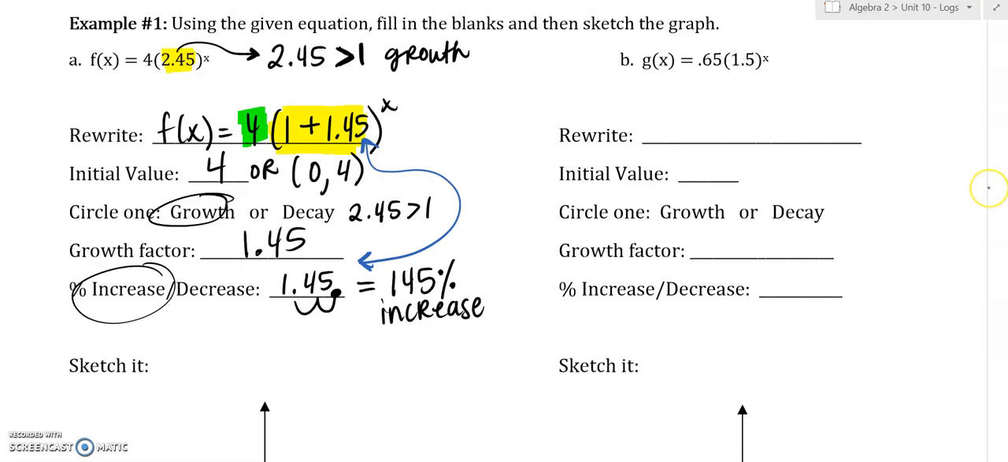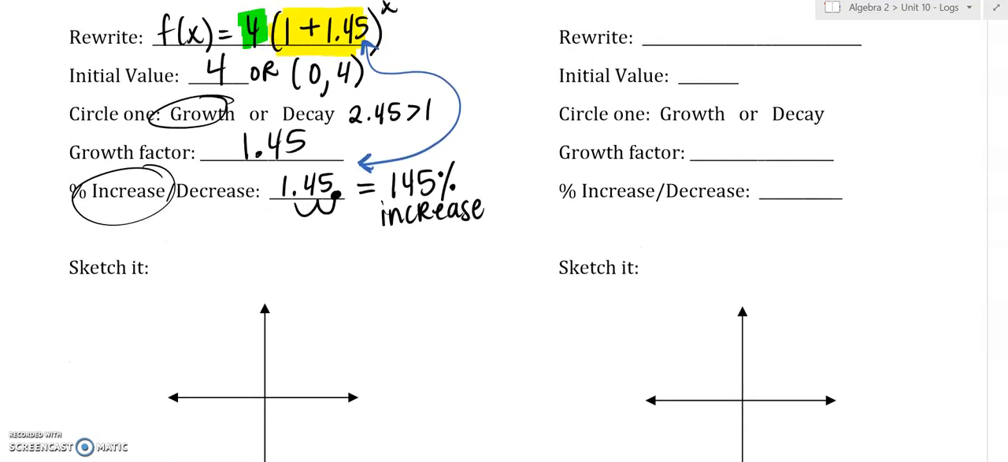If I went too fast, pause it, rewind it, maybe get some colors out so you can color code it, so you know, okay, the initial value came from the number in the front. The growth factor is where my blue arrow is right here, all of those pieces. Now, using those pieces, I'm going to make my graph.